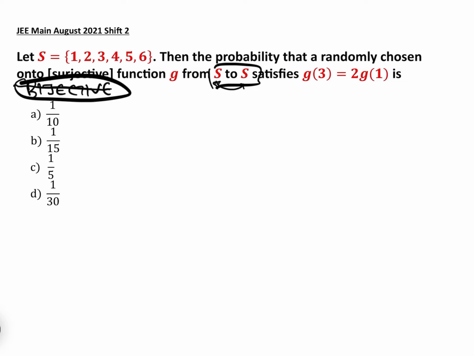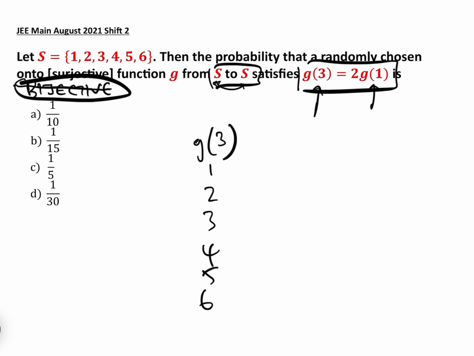Okay, so basically we have a restriction here that g(3) equals 2g(1), and we need to work out the probability that a randomly chosen onto function from S to S satisfies that. Okay, there are constraints only on 3 and 1, so let's have a look. So basically, let's have a look at g(3). Well, let's say it could be 1, 2, 3, 4, 5, or 6. And then g(1) would be whatever.